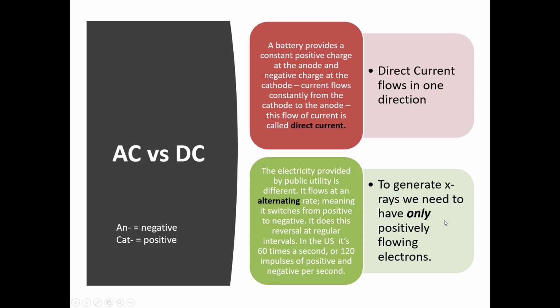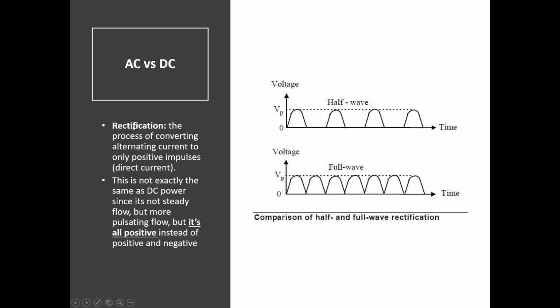And so, generating X-rays, we need to only have positively flowing electrons. So we end up with this issue where we have the X-ray machine plugged into an AC outlet that's giving us 220 volts, but we need electrons only flowing in the positive direction. So what we have to do is take this alternating current from the wall outlet and turn it into direct current inside our X-ray machine. And we do that by a process called rectification.